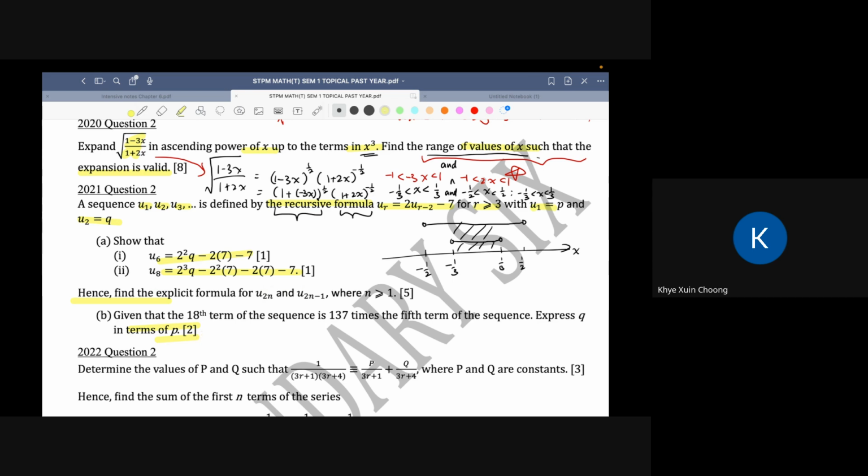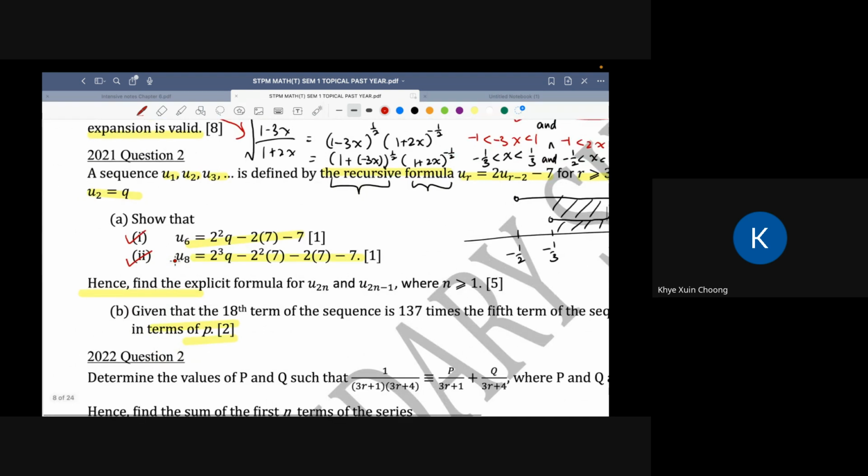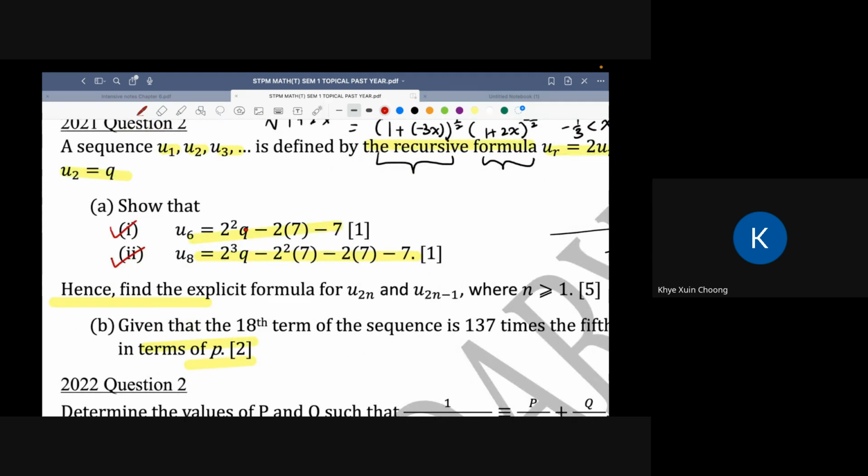So what is our target? At least you try to find 1 and 2. Because for 1 and 2, you just try to sub the formula, right? You just try to sub the formula, then you can try to simplify until this form. So we should be able to get these 2 marks.